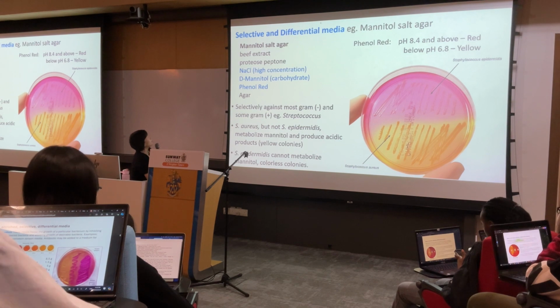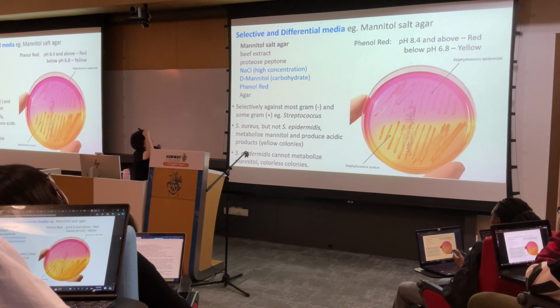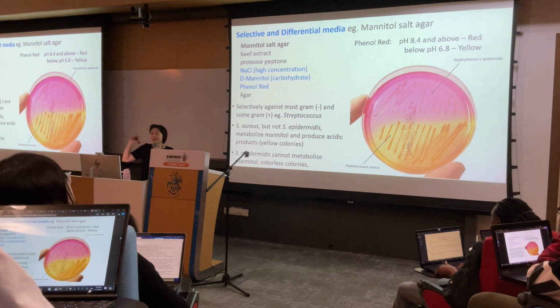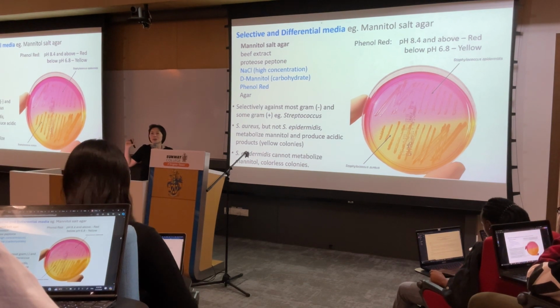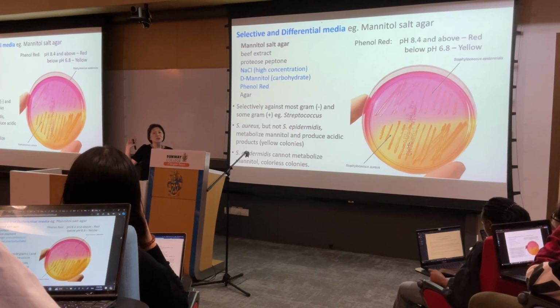We have one more here. This one is called mannitol salt agar. Mannitol is a sugar. What type of sugar? How do you call that? The one you use for diet, the one that you don't want to have normal sugar, you just put those tablets. Keto. What is that sugar?